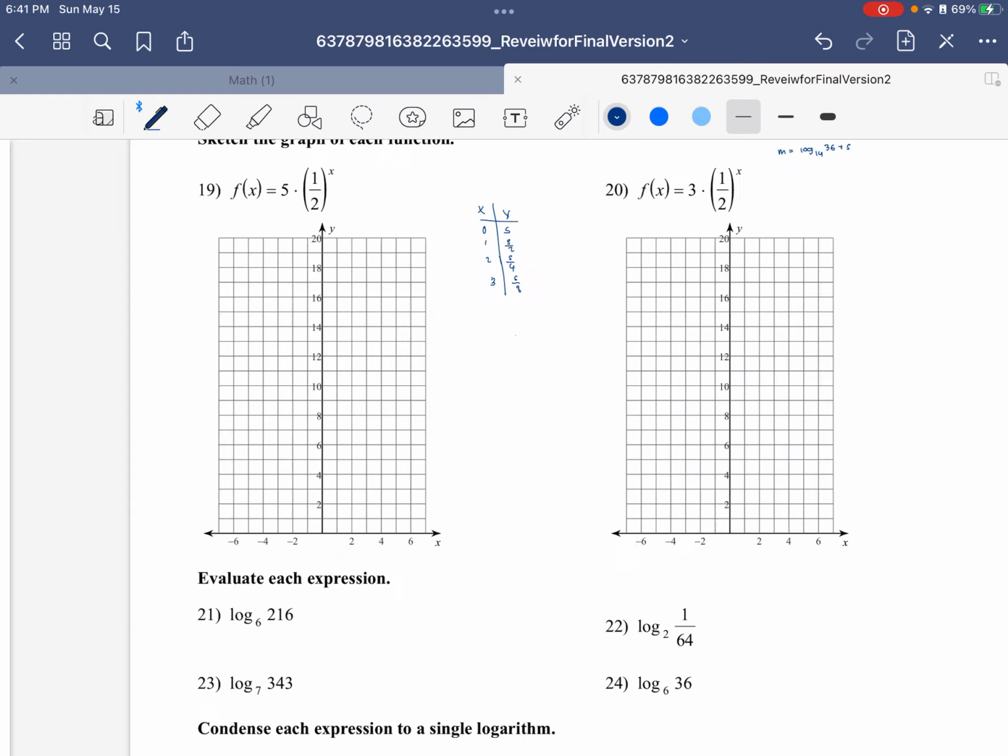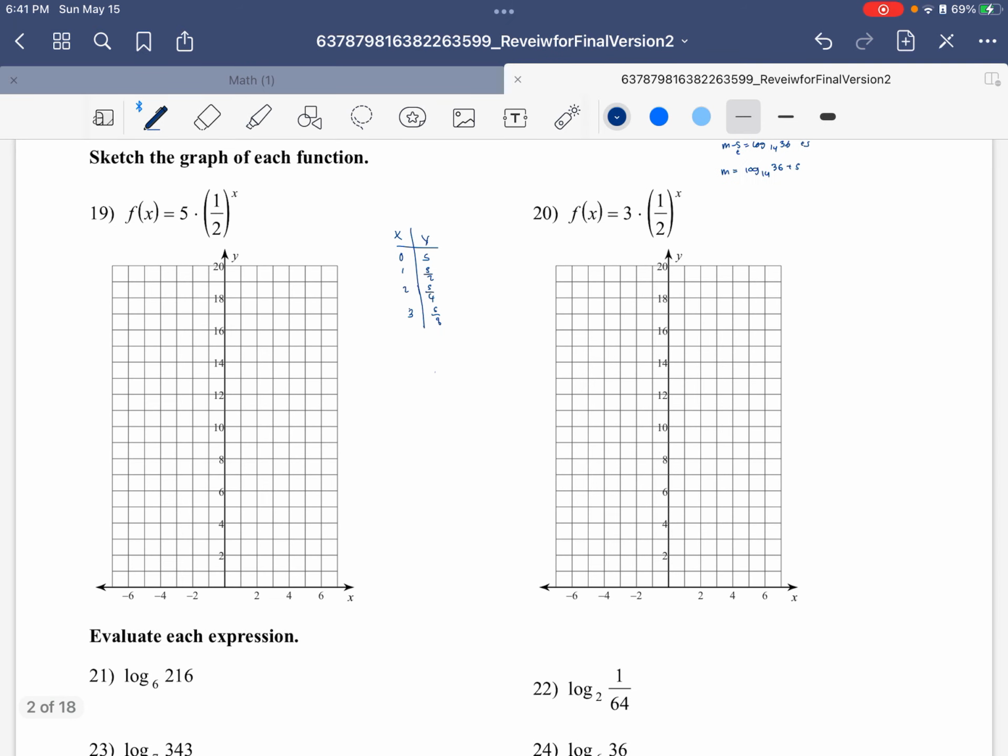And then you basically just plot these. So when x is 0, y is 5. When x is 1, y is 5 over 2. When x is 2, y is 5 over 4. When x is 3, y is 5 over 8. That's really badly drawn. Wait, I plotted this wrong. This one is up here. Yeah, okay, that makes more sense.